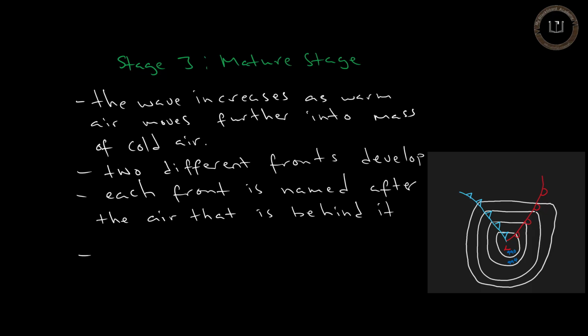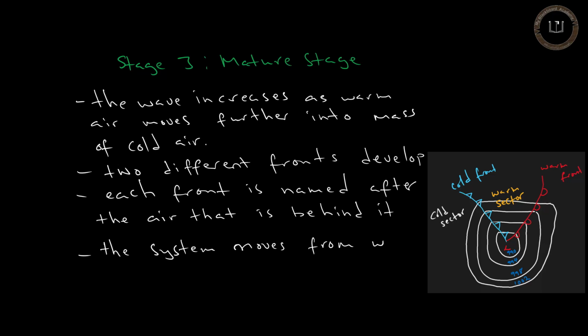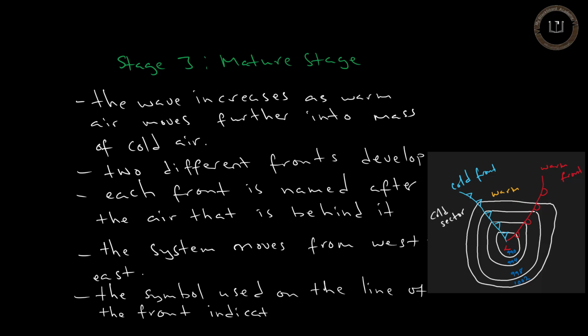The warm front is in the east, and it is ahead of the warm air. The cold front is in the west, ahead of the cold air. The whole system moves from west to east. The symbol used along the lines of a front indicates the temperature of the air behind the front.